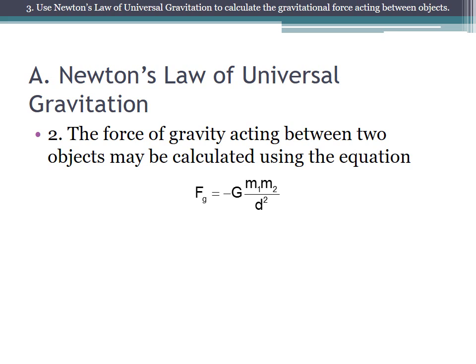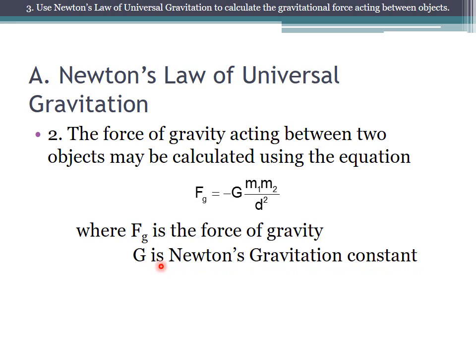So here's our equation. You can see it here. We have F sub g, with the subscript g there, equals negative capital G times m1 m2 over d squared. That seems really complicated, but as we said, it's really not that bad. So Fg simply means the force of gravity. Okay, Fg stands for the force of gravity. So we're saying the force of gravity between two objects equals, and then we use the equation.